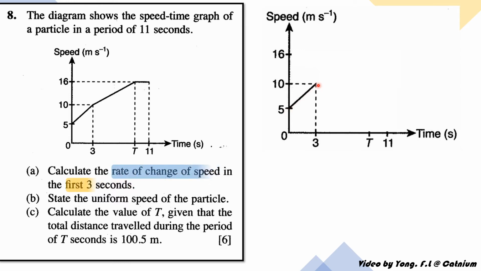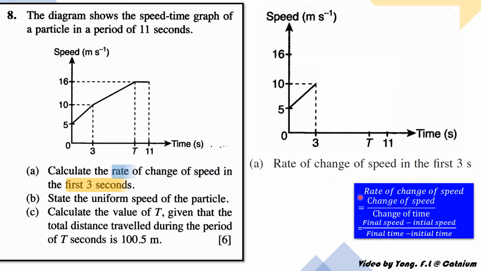So we are focusing on this line only. Garis ini sahaja. So we are focusing on this line. Rate of change of speed in the first 3 seconds. So we have to use the formula. Okay, remember the formula. Kadar perubahan laju ialah final speed minus initial speed divided by the time taken, yaitu masa akhir tolak masa awal. Okay, from here, so how do you obtain 10 minus 5?